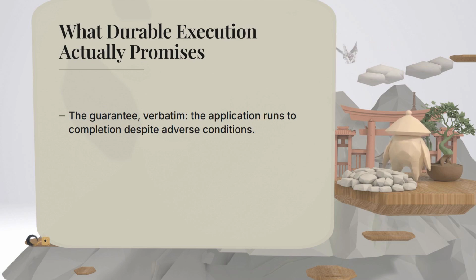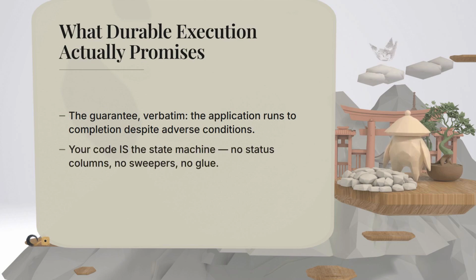You write your workflow as ordinary code, a function with loops, conditionals, awaits. The runtime promises that this function will finish executing, even if the machine running it dies halfway through, even if it dies 50 times, even if the completion happens next week on a different continent. The business process keeps running without interruption.